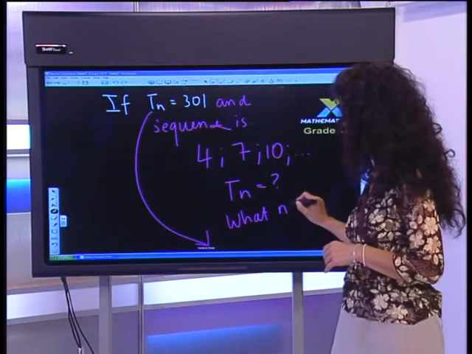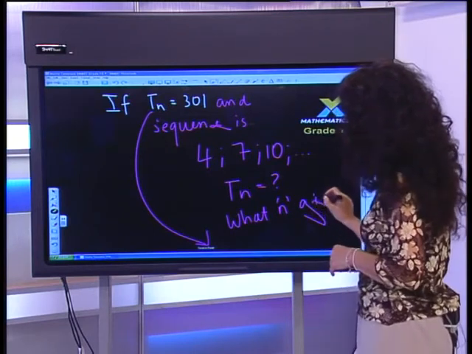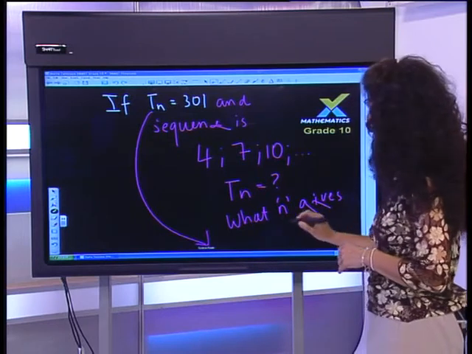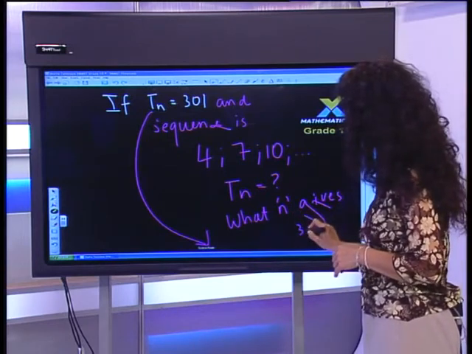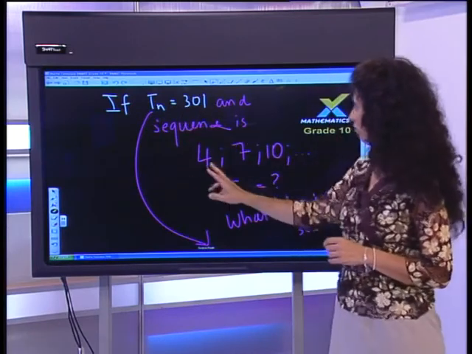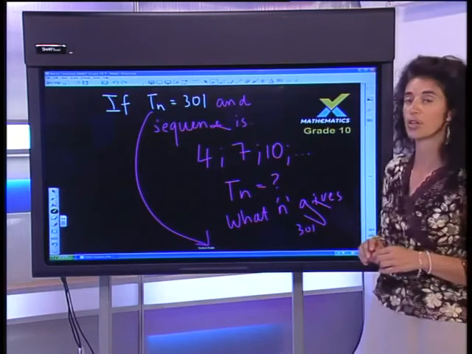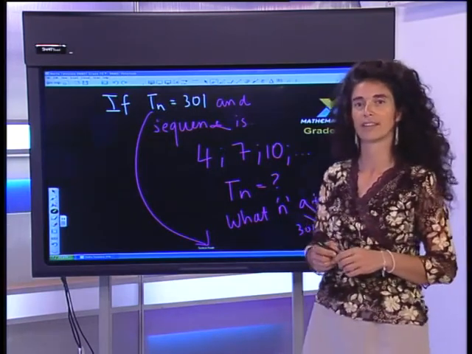What n gives you a term of 301? Okay, so if Tn is 301 and the sequence is 4, 7, 10, what is n that gives us 301? And over to Indy so she can take us through that.